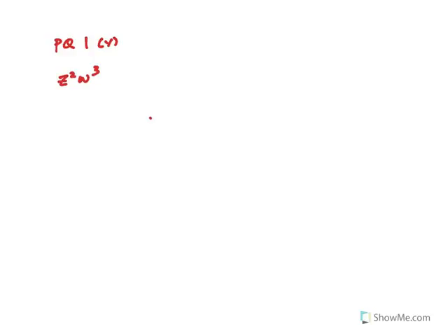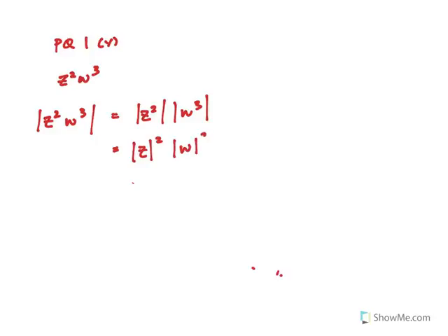Right, so first we are going to find again the two things. We need to find the modulus and we need to find the argument. So the modulus of Z power 2 W power 3, we can say that this is the same as the modulus of Z squared times the modulus of W cubed. Remember, the modulus of the product is the same as the product of the modulus. Again, we can spread it out, take it out of the power 2 and power 3.